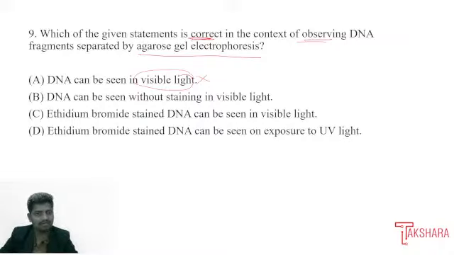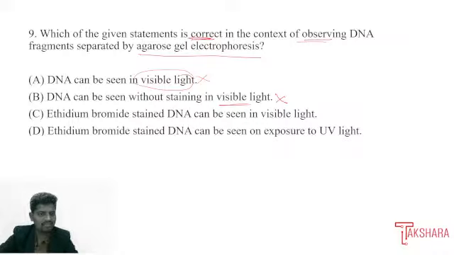Okay, without any kind of specific radiation, the DNA will not be visible. So option A is incorrect. Coming to B, "the DNA can be seen without staining in visible light" is given. Here, visible light is the wrong statement. So option B is also wrong.